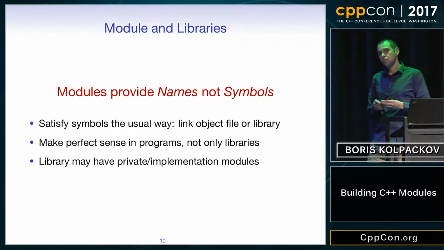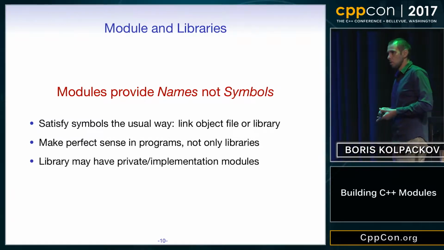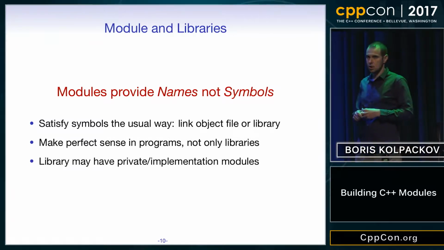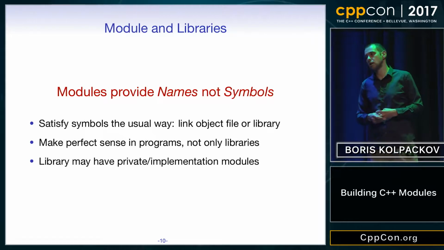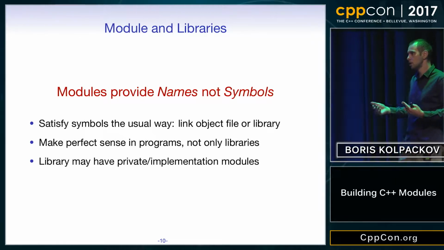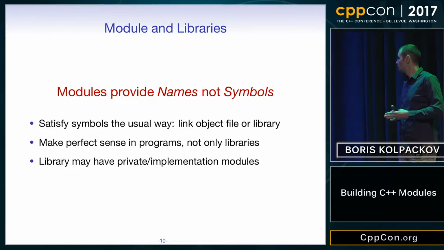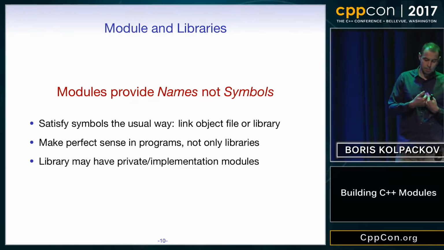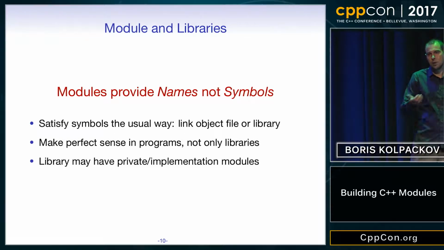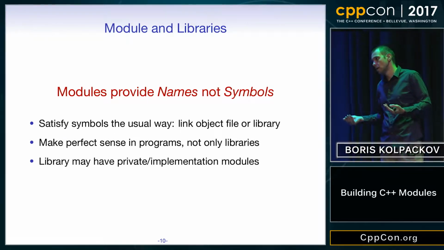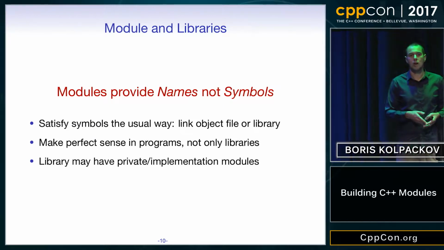Modules also deal with names, not symbols. Is everyone clear what the distinction is? Well, a quick way to recap. Names are what the compiler complains about, and symbols are what the linker complains about. Right? So modules talk about names, not symbols, and we use the usual mechanisms. If we are using a name from a module, we may have to satisfy its symbol in the usual way by linking an object file or a library.